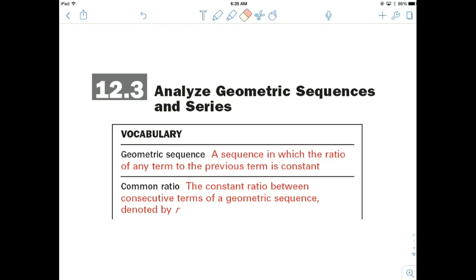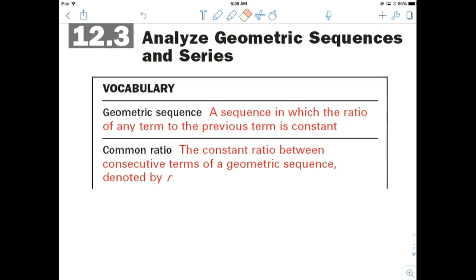Hi, this is lesson 12.3. We're going to look at geometric sequences and series. A geometric sequence is a specific type of sequence, one where we are multiplying the same thing every time.